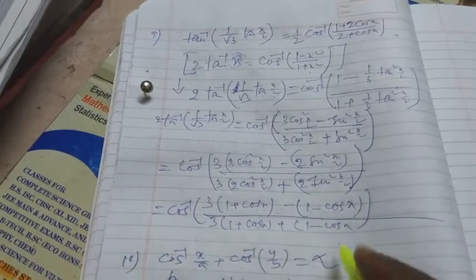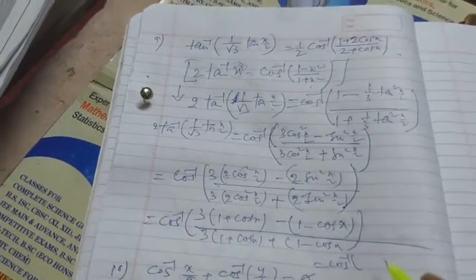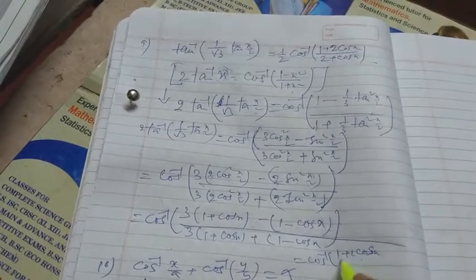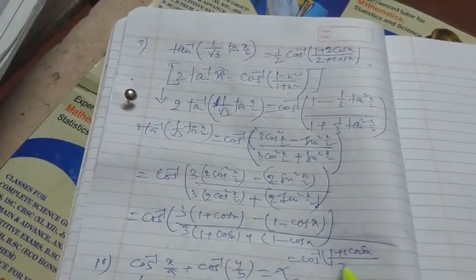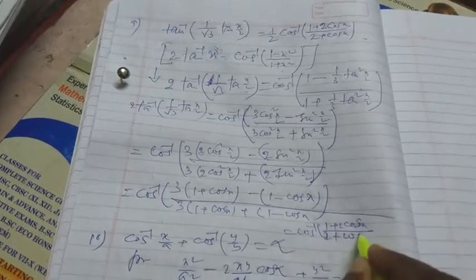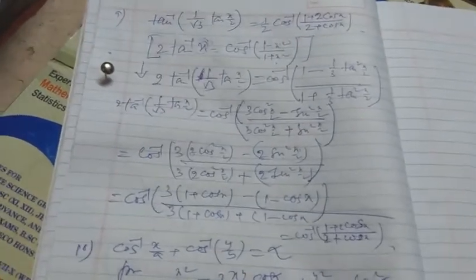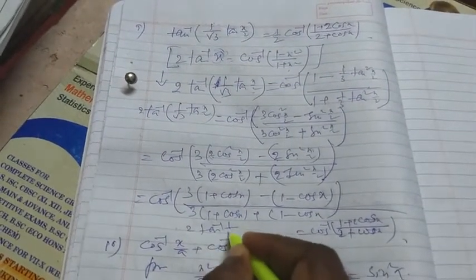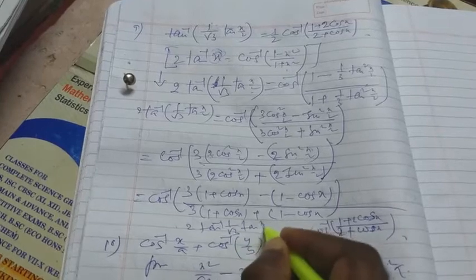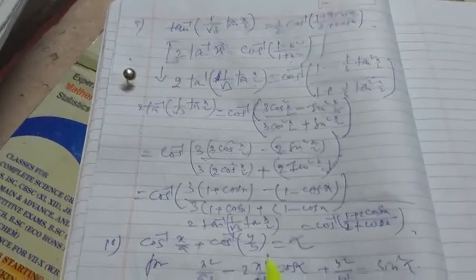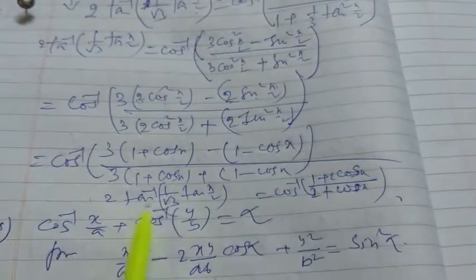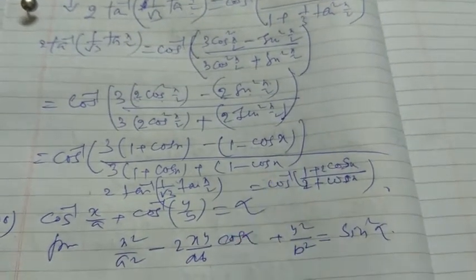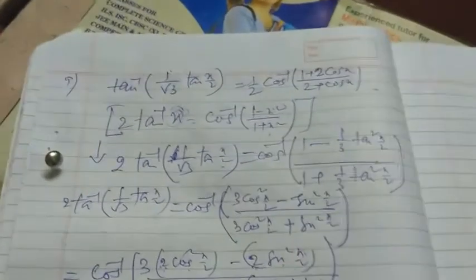And now simplify this figure, we got the answer cos inverse of 1 plus 2 and cos x, and by 1 minus 2 plus and cos x. And this is 2 tan inverse 1 by root 3 tan x by 2. And then tan inverse of that is equal to 2, transferring this side, half of that. And then from the answer.